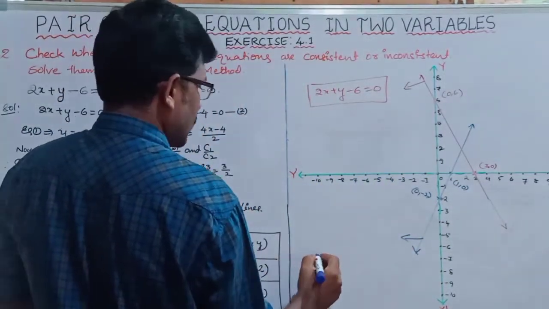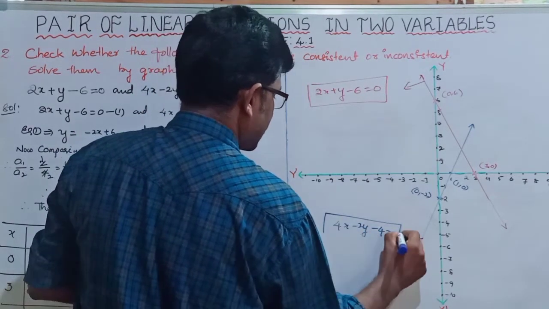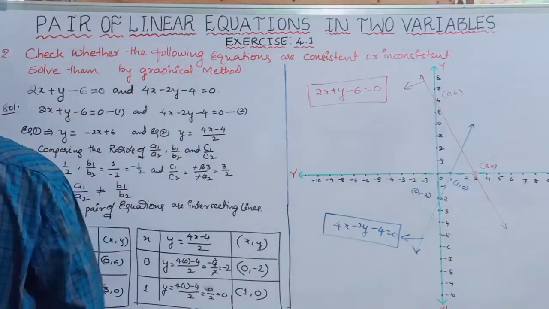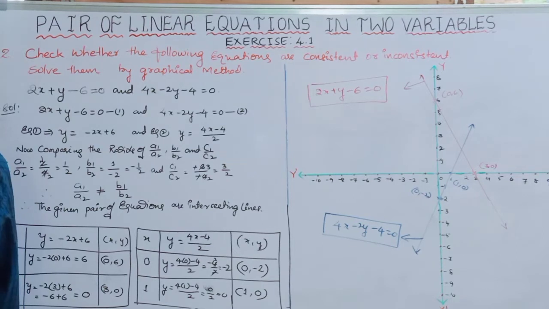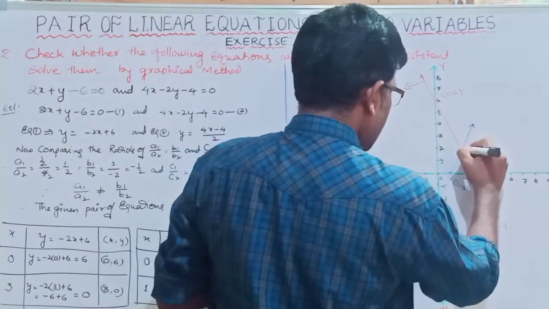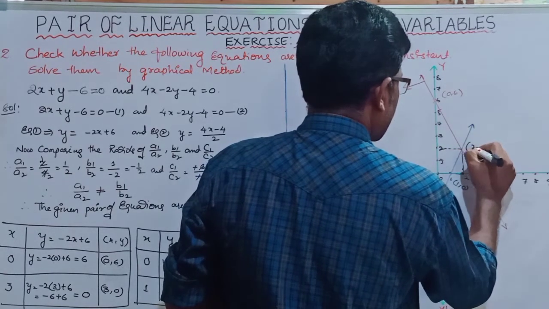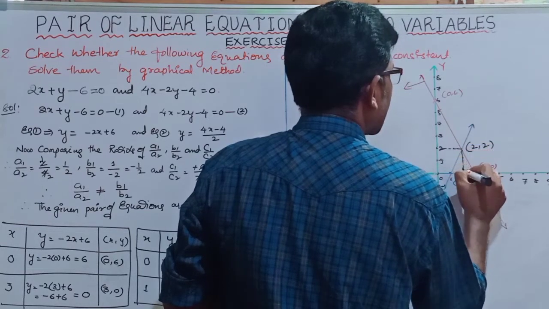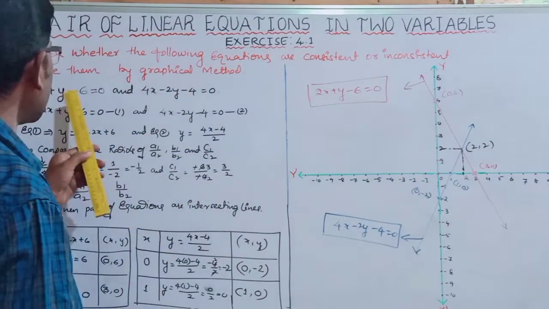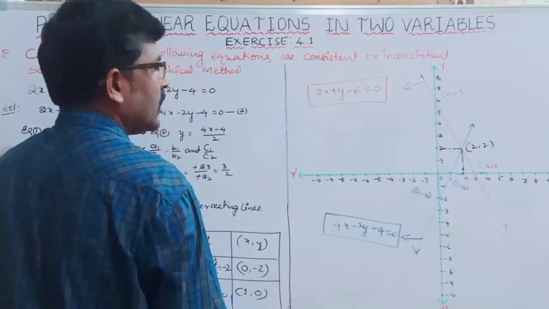The line represents 4x minus 2y minus 4 equals 0. These 2 lines intersect at 2 comma 2. So the solution of the given equations is x equals 2, y equals 2.